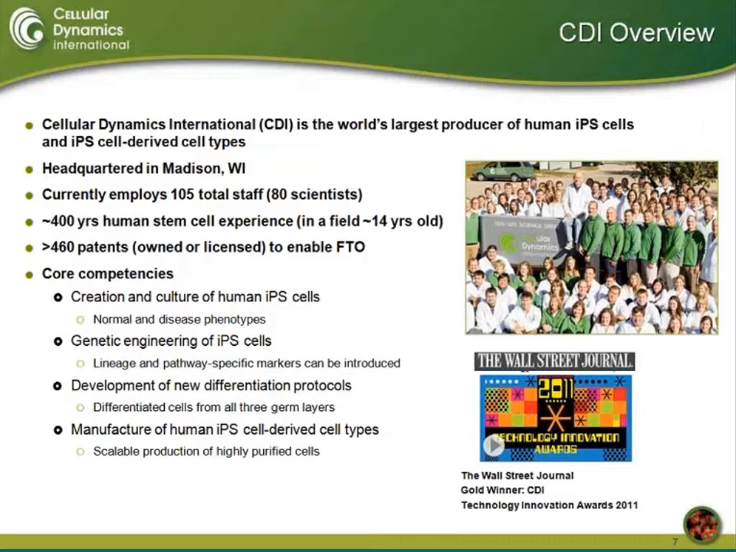Now to begin, Cellular Dynamics International is the world's largest producer of human iPS cells and iPS cell-derived cell types. We're headquartered here in Madison, Wisconsin, with a total of about 105 employees, about 80 of which are scientists. So you can see we're very heavy on R&D staff and put a strong emphasis on the research that we're doing in the development of new products.